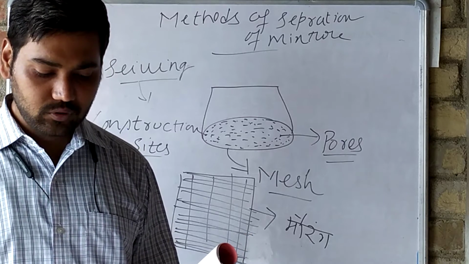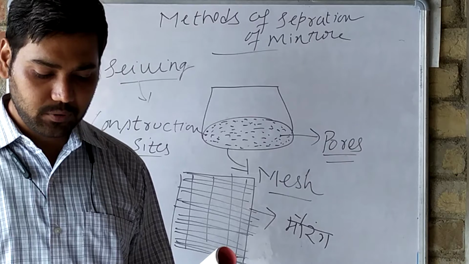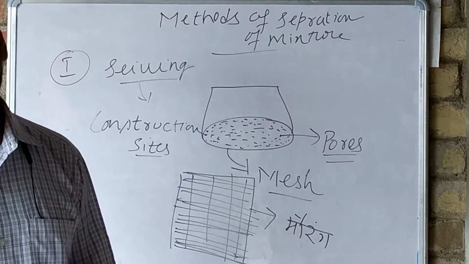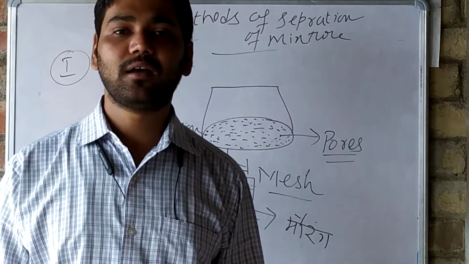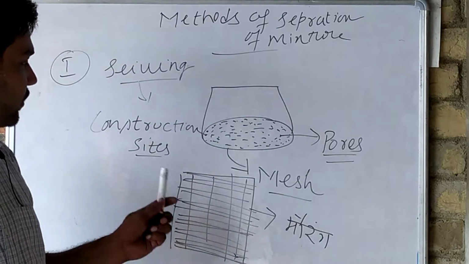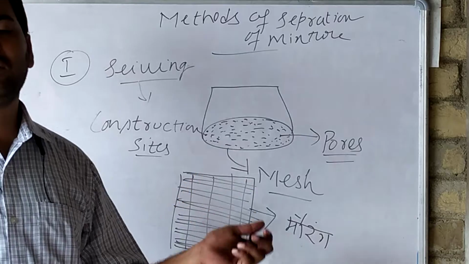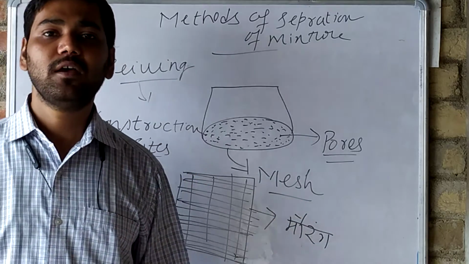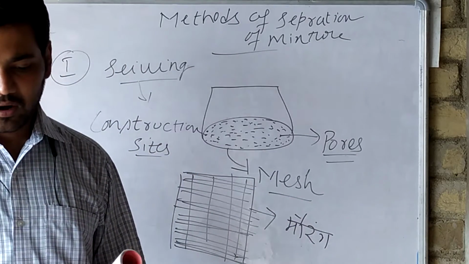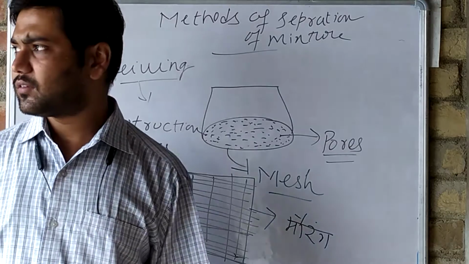Bigger sieves are used at construction sites to separate stones from sand. So it is used in the construction site, as I have told, and also in the kitchen. You have all seen these practical examples in our daily life. So this is the process of sieving.